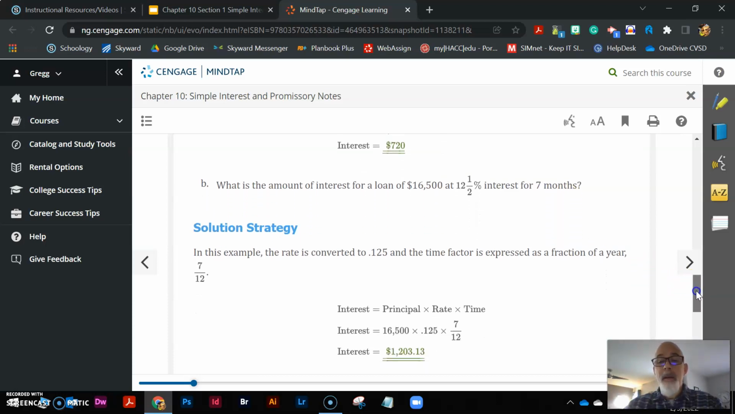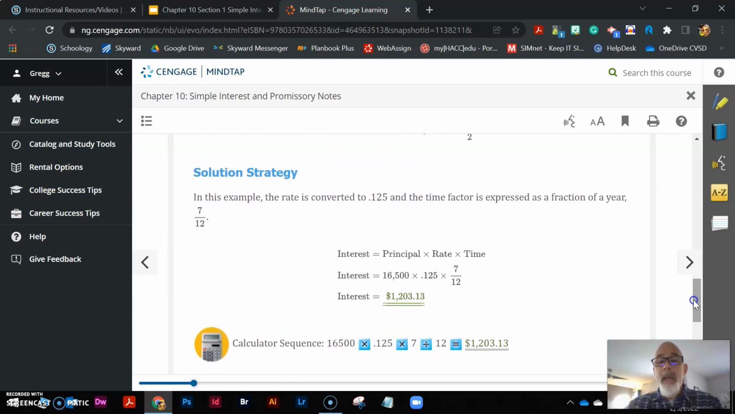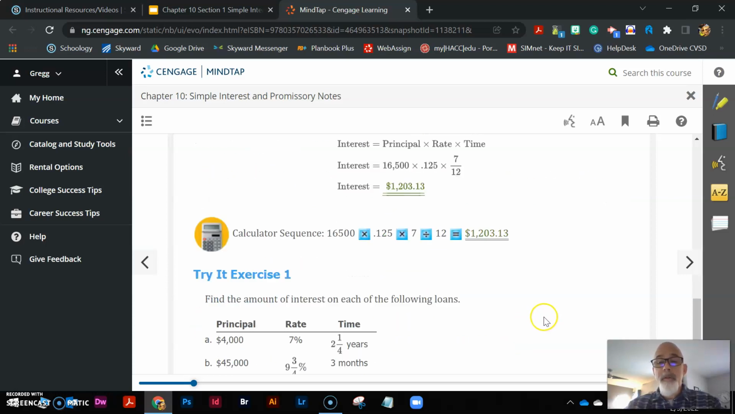So let me just show down here a solution strategy on this. So again, here's my principal. I converted 12.5% back to 0.125. It's back to a decimal, or I can leave it at 12.5%. And then here's where I'm putting 7 over top of 12. So I simply would multiply these all out. So again, I take my principal times my rate, and then I take my 7 divided by 12. So this is going to be the amount that I'm going to pay on this loan. So that is the solution strategy.